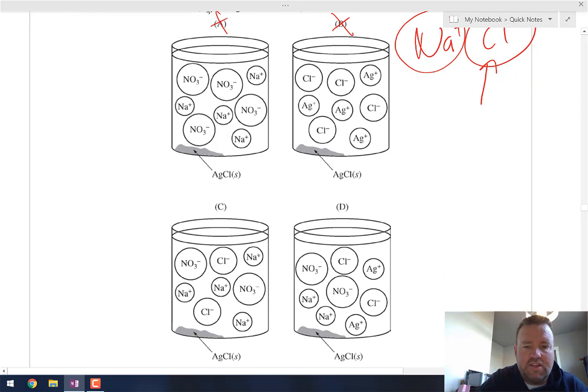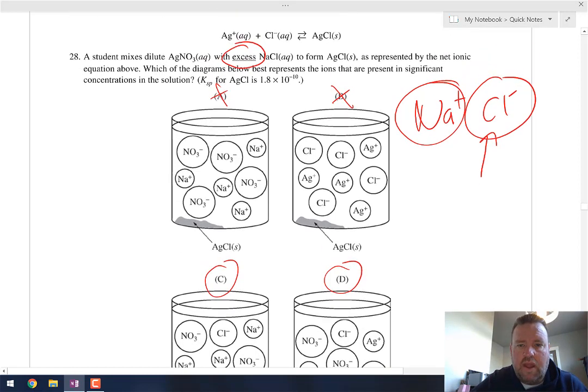In C, you've got some sodium and some chlorine. In D, you've got some sodium and some chlorine. So at least C and D are possibilities. There's another 50-50 here.